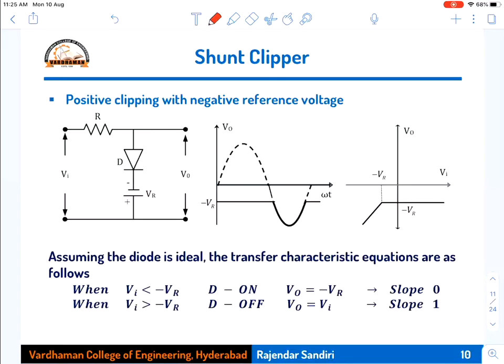Next circuit. Positive clipping with negative reference voltage, positive shunt clipper with negative reference voltage. So here the cathode is connected with negative, so minus VR. Anode is connected to the node here. Okay, so therefore it is definitely a positive clipper, and you will be getting negative reference means minus VR. The graph, input output plot, circuit diagram, name: positive, you can put a word here, shunt also. Okay, positive shunt clipping with negative reference voltage. This is the name of the circuit.